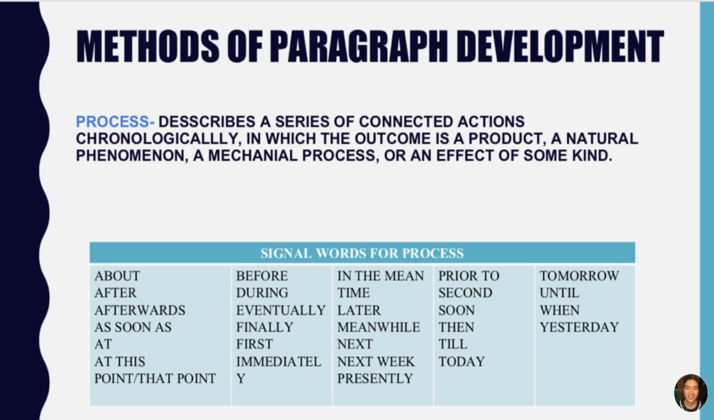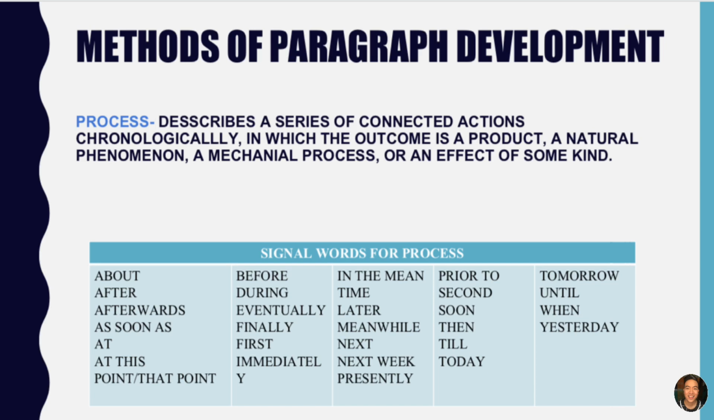Next, we have process. Process describes a series of connected actions chronologically, in which the outcome is a product, a natural phenomenon, a mechanical process, or an effect of some kind. So process organizes ideas or events according to time. The most essential parts of this pattern are the main idea, major dates, and events such as the final outcome or major steps or stages, and of course the order of the presentation. So I will be giving you the signal words that will help you to identify this pattern.